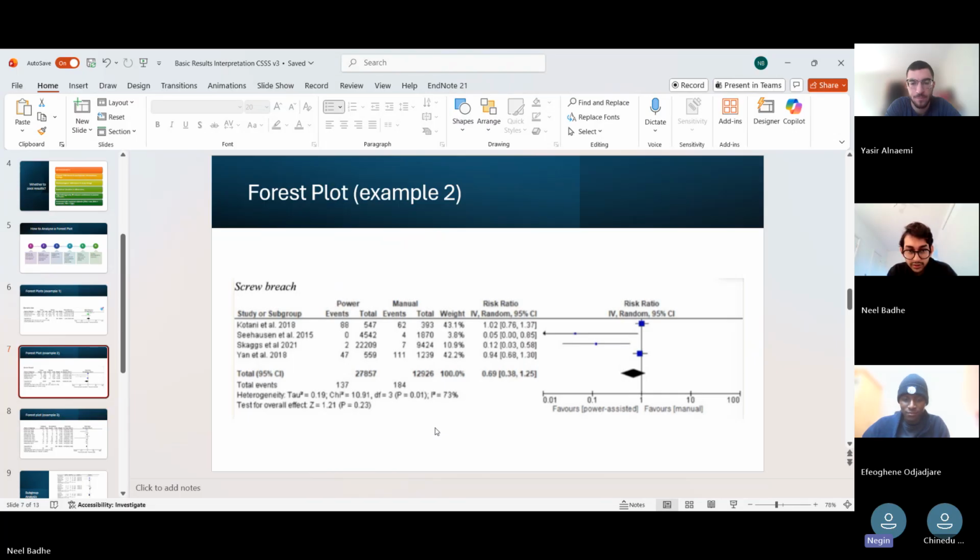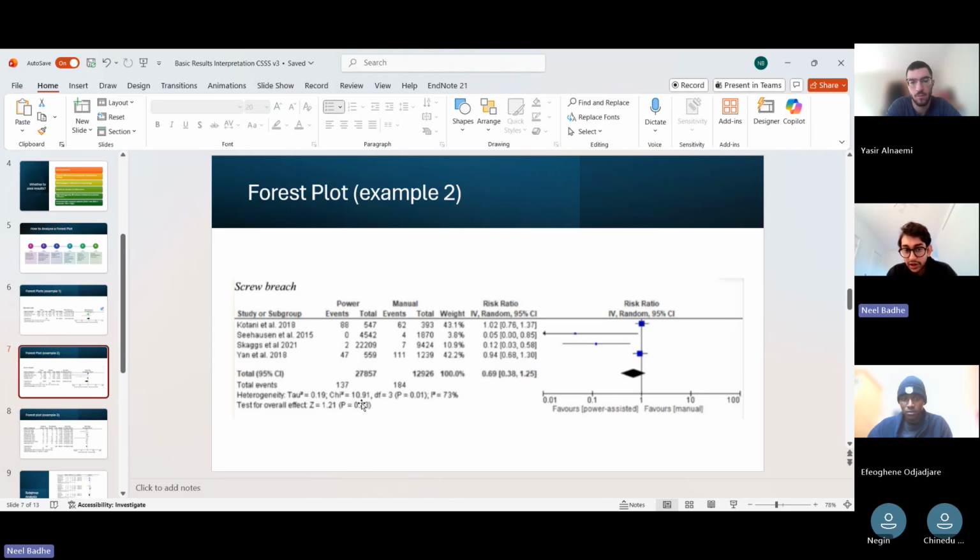Absolutely. So it's looking at the risk ratio of screw bridge between power and manual. And then looking at the size of the... how separate the risk ratios are. The 2 studies in the middle are more spread out, but the one at the top and at the bottom are closer to each other, and they are a bigger size population, because the square is bigger. Large sample size, yeah. And then your diamond is more towards the left of the one line. However, it still crosses it. So you say, is it not significant? Yeah, something like that.